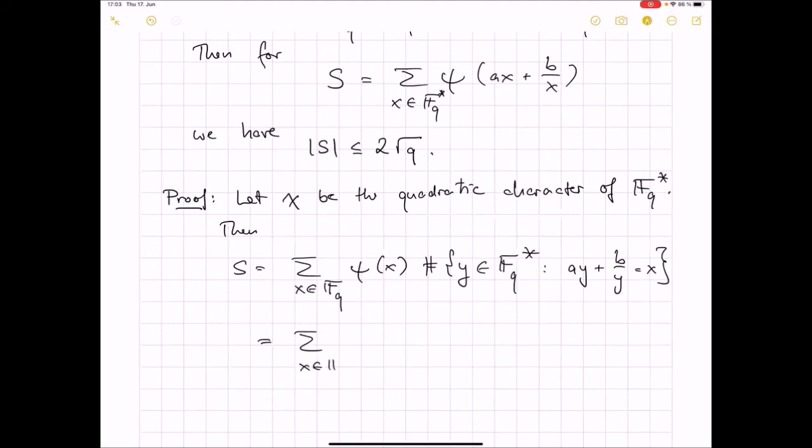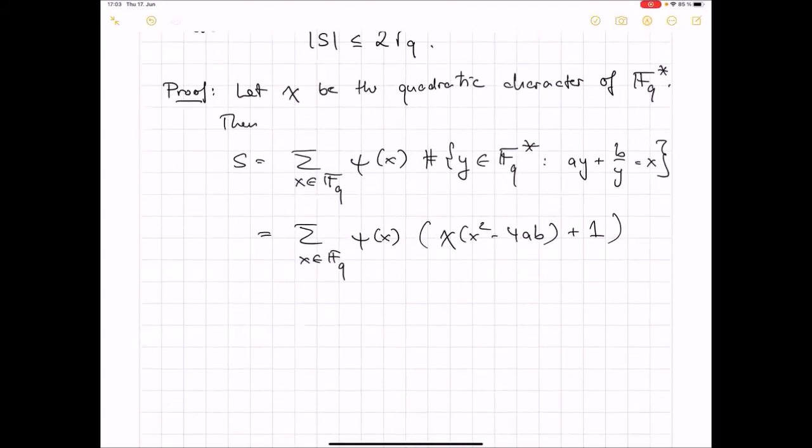So this is the sum over all x in F_q of psi of x times the quadratic character, and it depends on whether the discriminant is a square or not. The discriminant of this quadratic equation is x squared minus 4ab. If it's a square, then I get two solutions. The character says 1, so I need to add 1. If it's 0, I get one solution. The character says 0, so again I have to add 1. And if it's a non-square, I get no solution. The character says -1, I add 1, I get 0. So that's what I want. Okay?